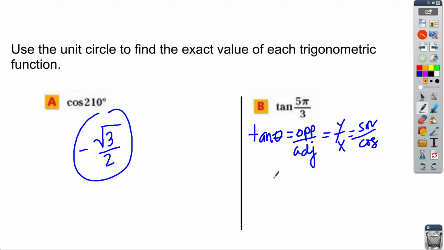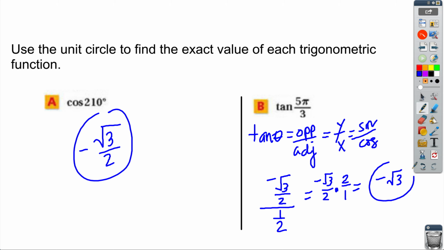We're going to now divide the values we were given. For 5 pi over 3, your y value, or sine value, is negative root 3 over 2. Dividing it by 1/2, remember to simplify your fractions. You do negative root 3 over 2 and multiply by the denominator's reciprocal, like so. And really, tangent 5 pi over 3 will simplify into negative root 3. And that's how you can find the trigonometric function that's being asked from you at the time.